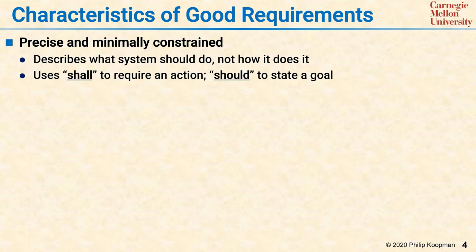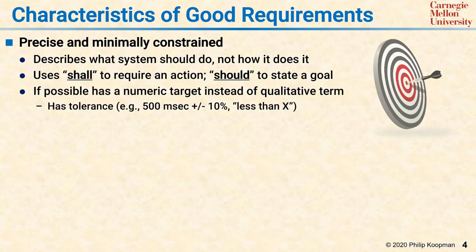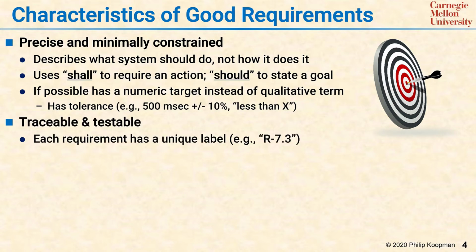Another good, precise requirements practice is to have a numeric target instead of a qualitative term. For example, instead of saying the user interface is fast, you might say that there's a response to a user selection within 500 milliseconds, or the period for a refresh is 500 milliseconds plus or minus 10%. Using a tolerance is important rather than a precise number to indicate the degree of freedom that designers have in meeting a timing target. A good requirement should be traceable and testable. Each requirement needs a unique label, for example, R-7.3.